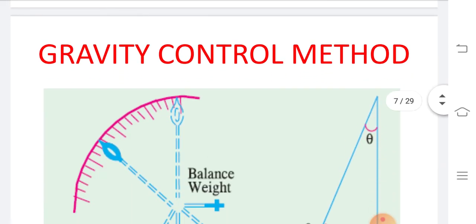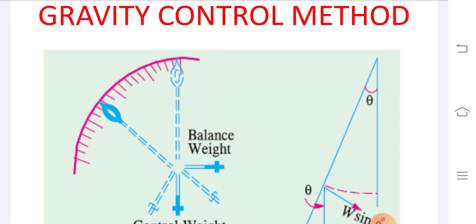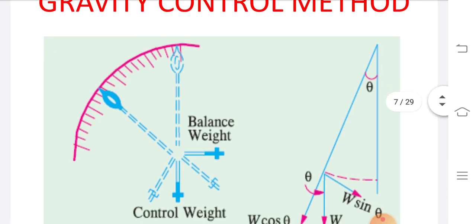Firstly I would like to discuss the gravity control method. In this type of control, a small weight is placed on an arm attached to the moving system, whose position is adjustable, and it produces controlling torque due to gravity. In the figure shown, at the rest position the pointer is at rest so the control torque is 0. But when the system gets deflected by an angle theta, then the weight acts at a distance L from the center.